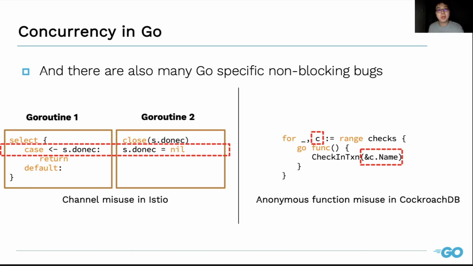The right figure shows us a race condition in an anonymous function in CockroachDB. Within the for loop, the value of c may be non-deterministic in child coroutines, because the start times of the child coroutines are not guaranteed, and they are very likely to have race conditions with the range statement.